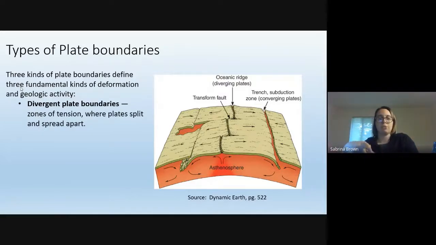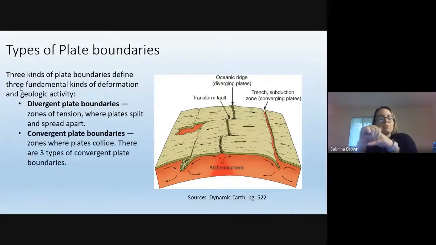We have divergent plate boundaries. With divergent plate boundaries, this is where we have plates splitting and spreading apart from each other. So our two plates are moving away from each other. They are diverging from each other. I always think of that book, Divergent, right? Because she's different. She's moving away from the crowd, right? She's not like everyone else. And so divergent plate boundaries are where you have plates moving and spreading away from each other.